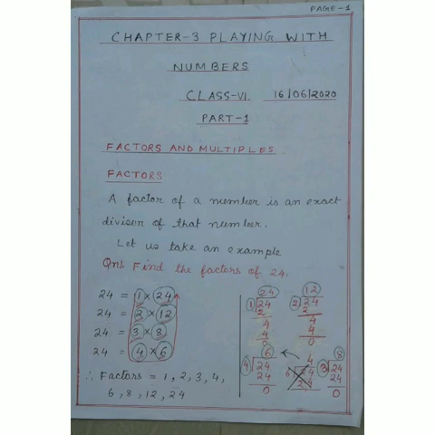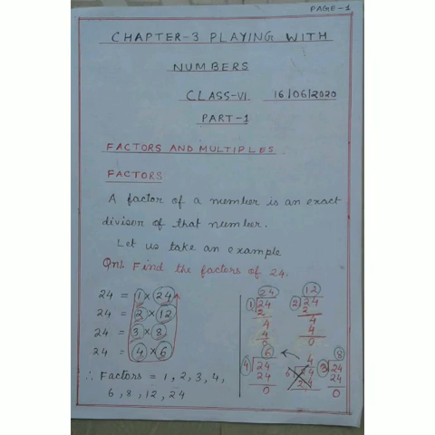Let us check what are factors. A factor of a number is an exact divisor of that number. So, if I divide a number by another number and there is no remainder, then it is called an exact divisor.